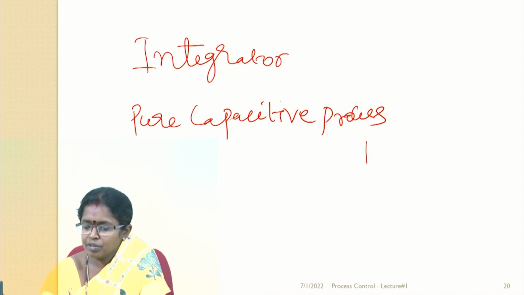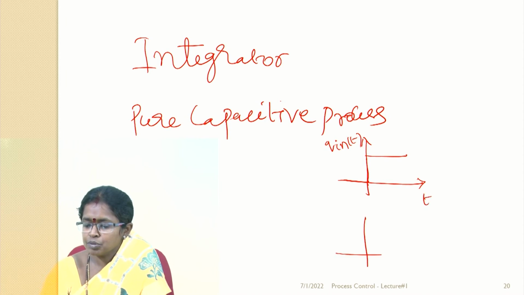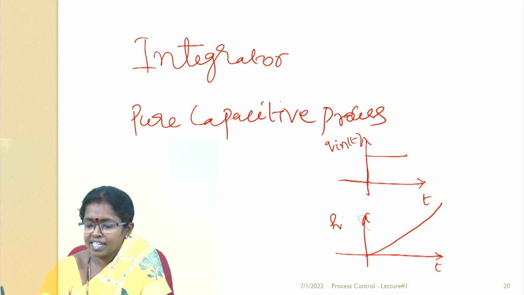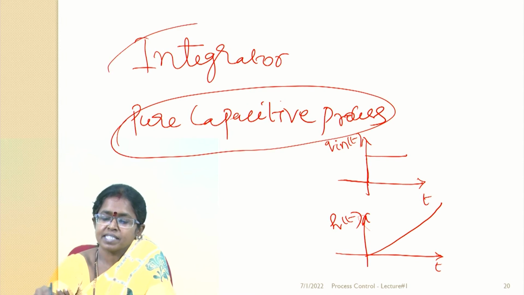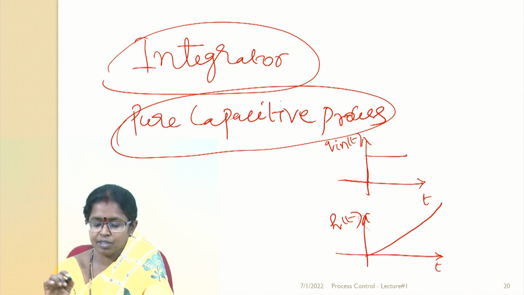That is, I am going to give a small step change in the input. This is my Q in of t versus t, a small change in the input. But what happens to the level? The level in the tank will keep on increasing and it will never reach the final steady state value. So this kind of process will cause severe problems. That's why they are called pure capacitive process or integrating process, and they are difficult to control.